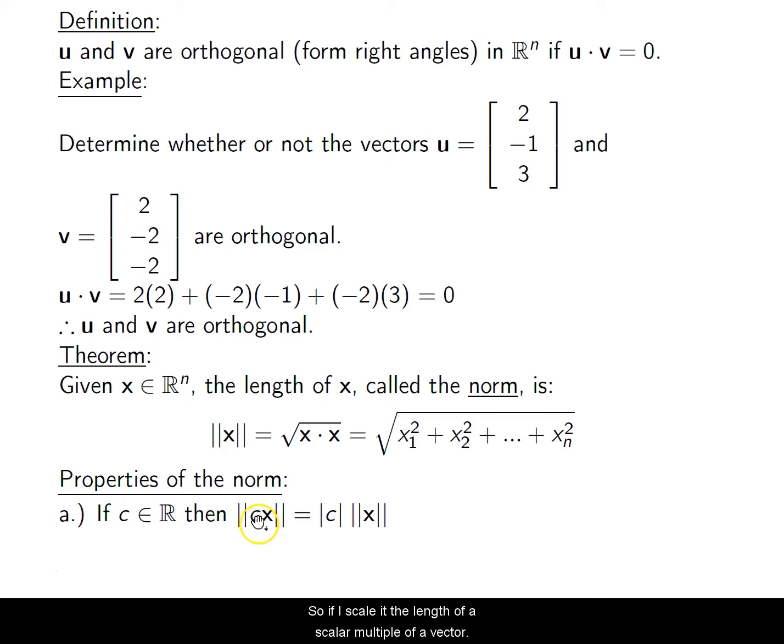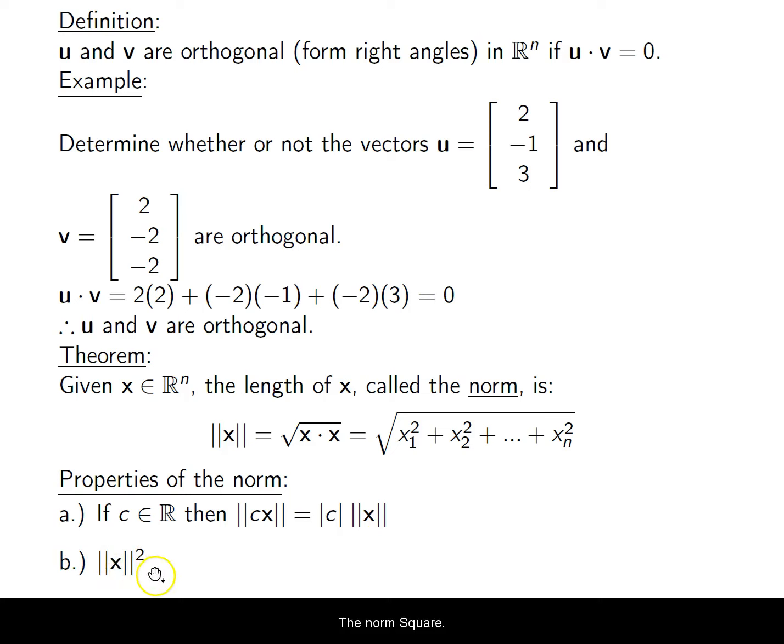So the length of a scalar multiple of a vector is the same as the absolute value of that scalar times the length of the vector. Again, if I have a vector, and whether I'm multiplying it by a positive or negative value, changing the direction from positive to negative, it still has the same length. So that's why I need absolute values, square roots, squares, all that kind of stuff.